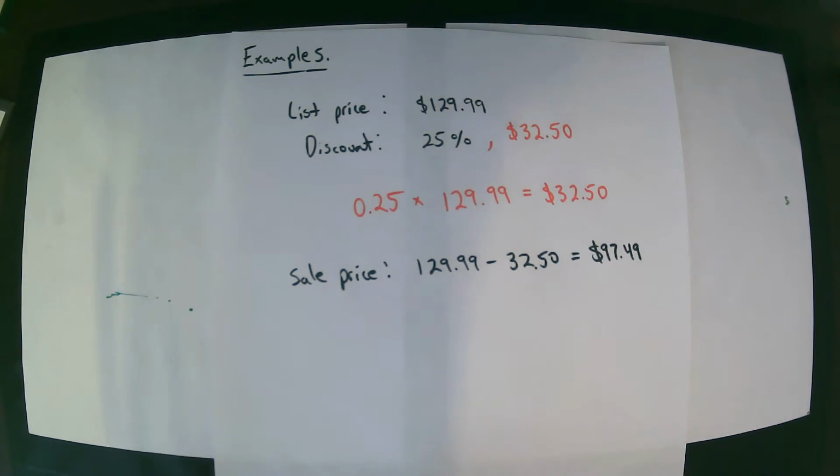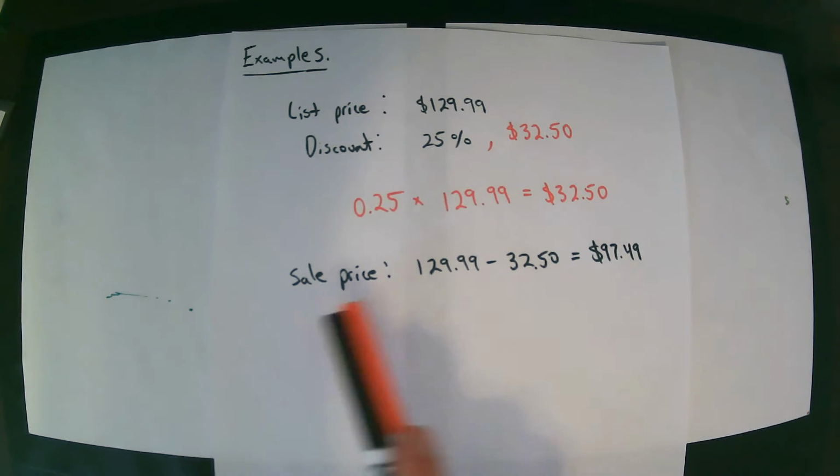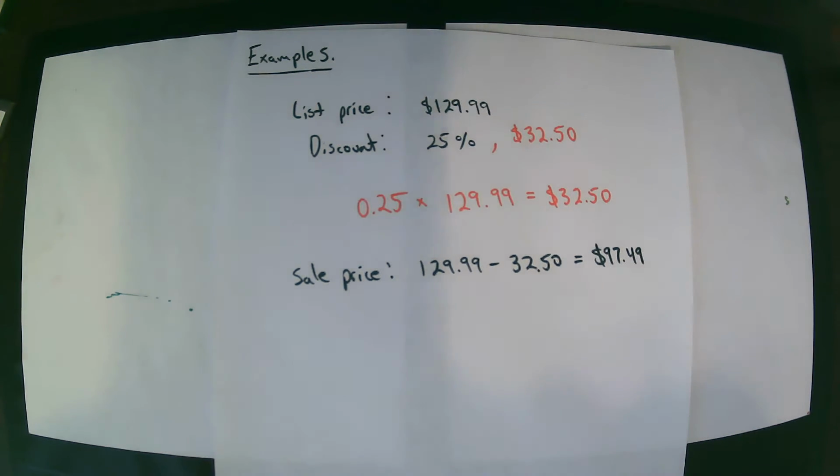In the book, they emphasize that this is before taxes, and that's fine. We don't know the tax rate for this store, so we can't do anything more than this. This is the sale price, and that's all that was asked for.